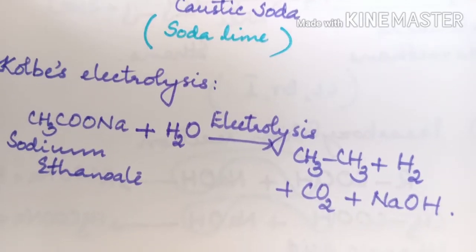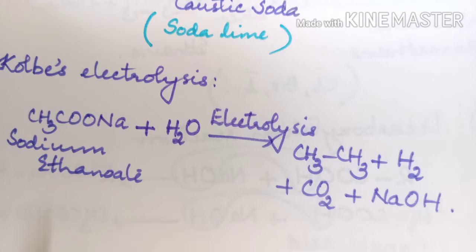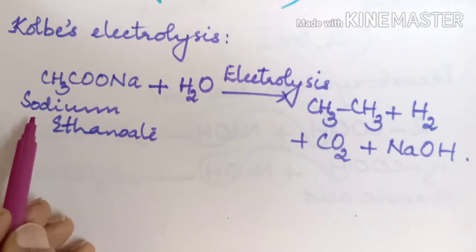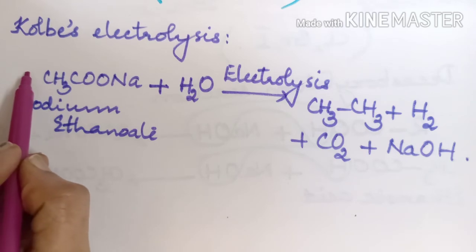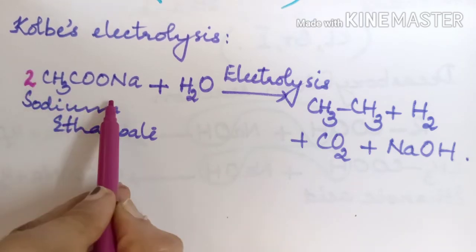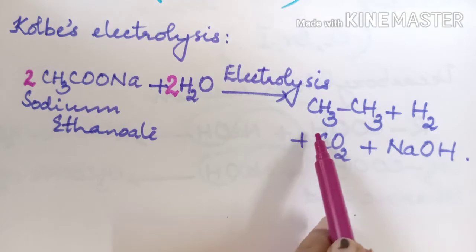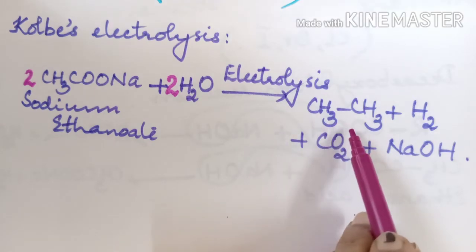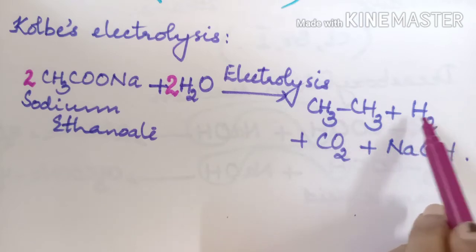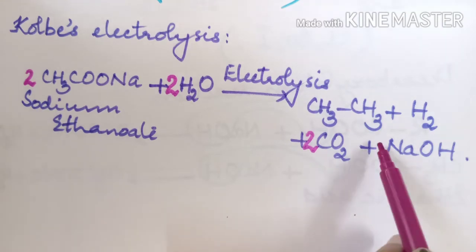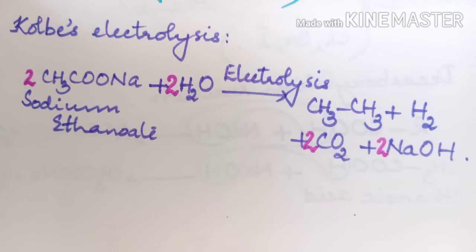So it's difficult to remember the products here. So what is the method of getting that? The mechanism we will see in detail. So the reaction is: two sodium acetate molecules, when reacted with two molecules of water, result in ethane, hydrogen, carbon dioxide and sodium hydroxide. We'll see how the products are obtained.